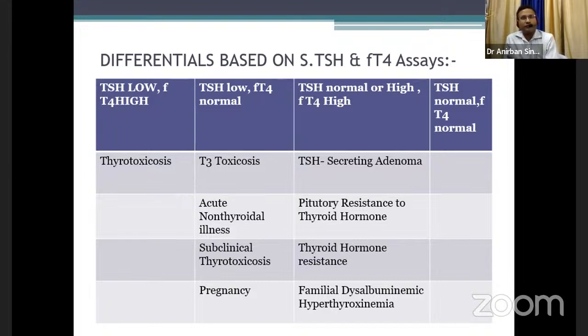TSH is normal or high and FT4 is also high. That can be because of TSH resistance, a TSH-secreting adenoma, or hyperthyroxinemia when the binding of T4 levels is high. TSH is also high, T4 is high, but it is not thyrotoxicosis. So all should be kept in mind.